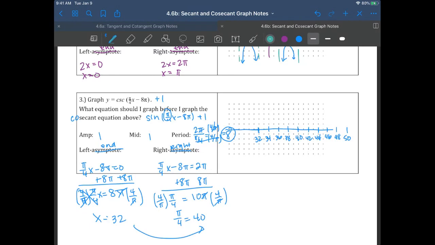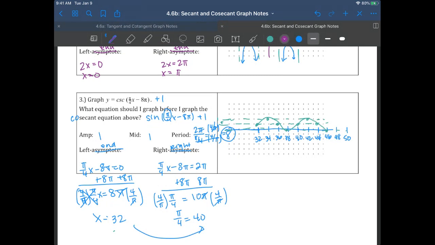So my midline is at 1, and my amplitude is up 1 and down 1. Okay, so at the left end point, since this is sine, we're going to start at the midline, go up to the high point, to the midline, down to the low point, midline, high point, midline, low point. Okay, so I have myself a sketch.